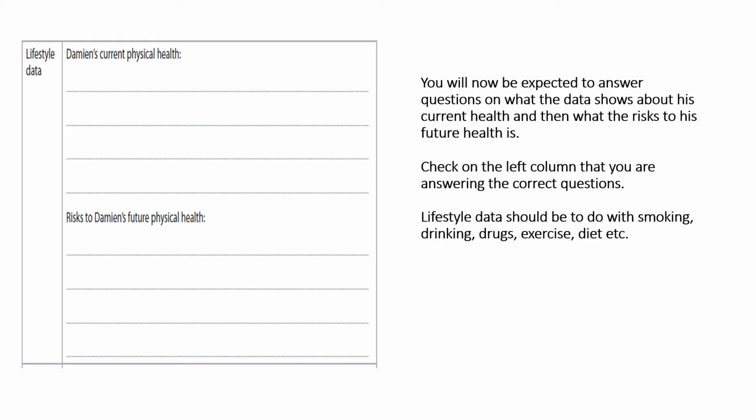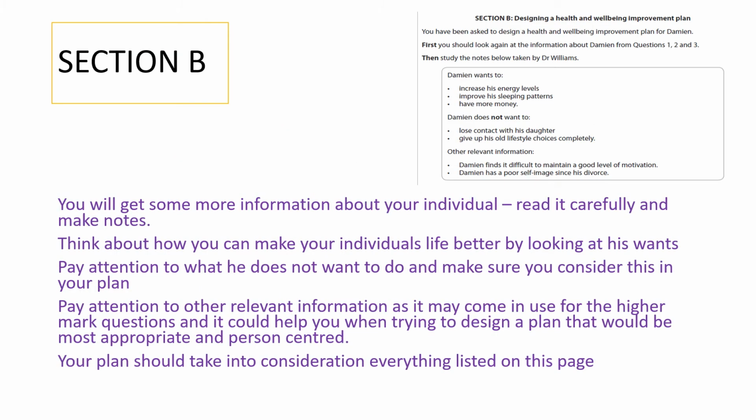And then you will get asked, it could either be pulse rate, blood pressure, peak flow, or BMI, the other two questions. So they will vary depending on the actual exam paper. But lifestyle data should be to do with smoking, drinking, drugs, exercise and diet. And that will always be the first question. After you've answered your questions on lifestyle data, your BMI or pulse rate, and the consequences of having a high pulse rate or high BMI, you will then move on to section B.